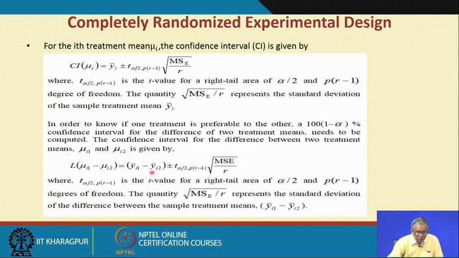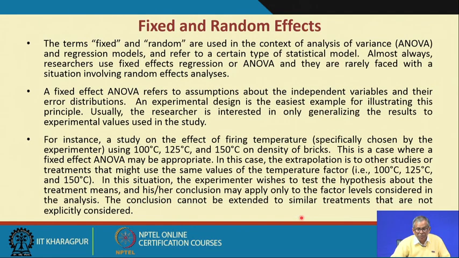Is it okay? So these expressions you have, right? You just take the difference only, where this value is the t value for a right tail area of alpha by 2 with p into r minus 1 degrees of freedom, and this quantity, root over MSE by r, represents the standard deviation of the difference between the sample treatment means. Is it okay? So this you need to consider.